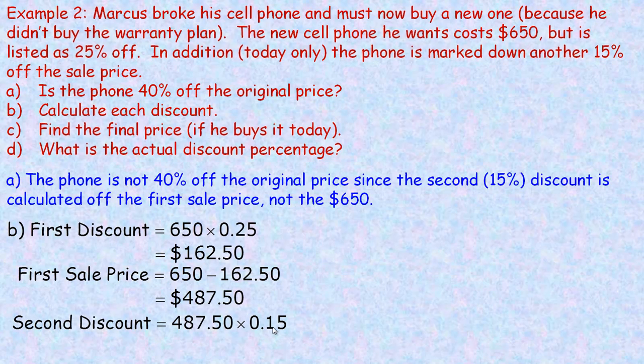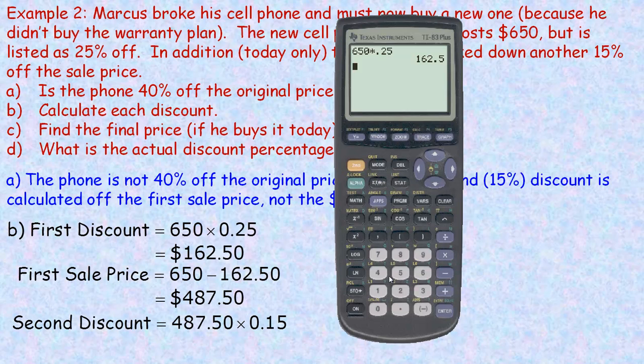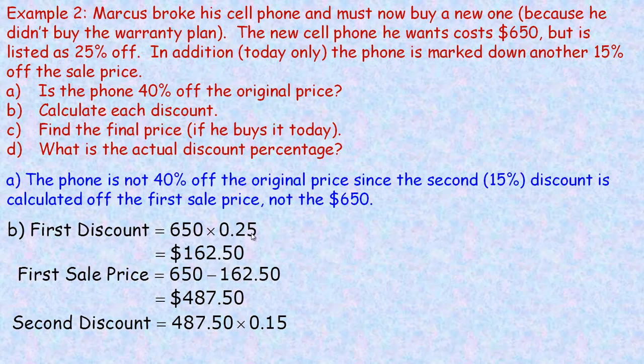Again, as in A, it's not 40% off the whole thing, because this 15% is only off that sale price. It's not off the $650. So if you multiply $487.50 times 0.15, we get 73.125. Now that 5 would make the 2 round up to a 3, so it's going to be 13 cents on the end. So $73.13 is the second discount. That's the amount of each discount.